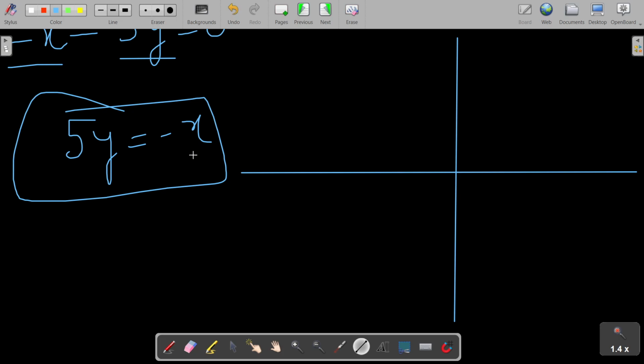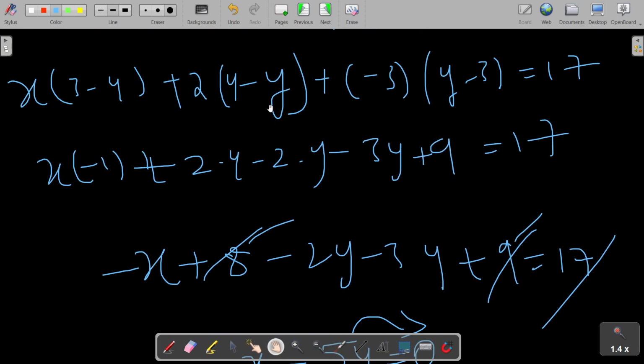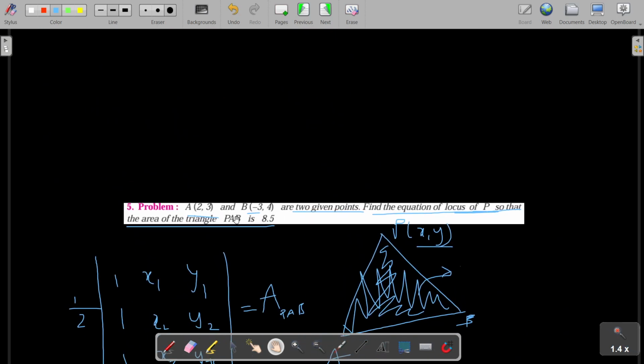We have negative x in this region right here, and positive y, so the upper side region. We get a line like this. This is the equation of the straight line, and basically, this is the locus of the point.